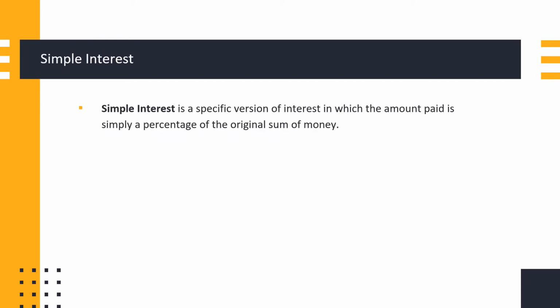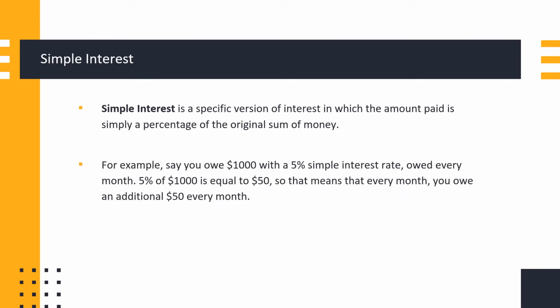In the case of simple interest, all that happens is that the amount paid is just going to be a percentage of the original sum of money being talked about. So in some example, we might say that you owe $1,000 and there's a 5% simple interest rate, and that's going to be owed every month. What this means is you take 5% of $1,000, that's $50, and so every month you owe $50. And that would probably continue until you pay back the original loan.